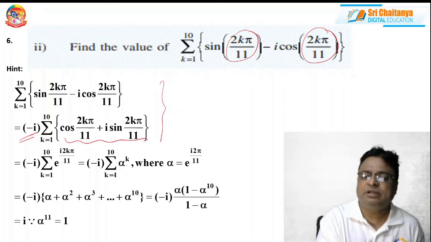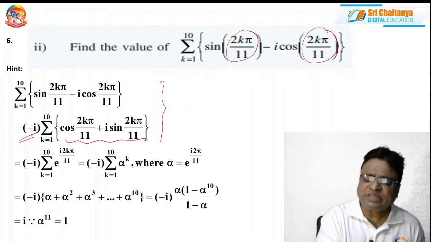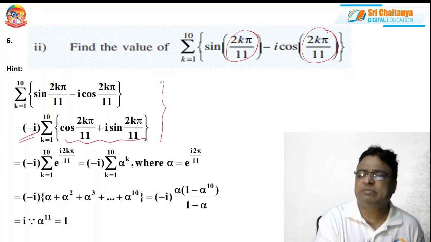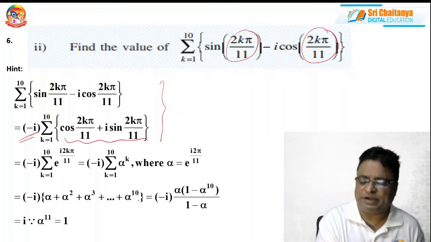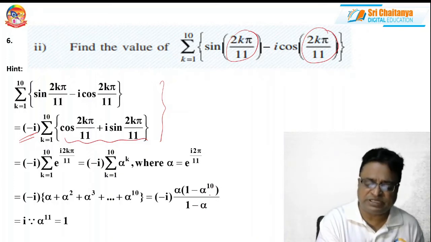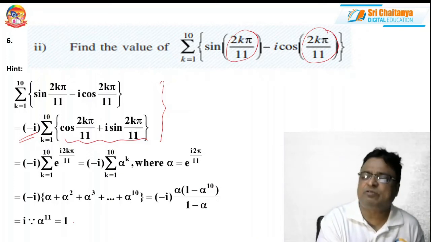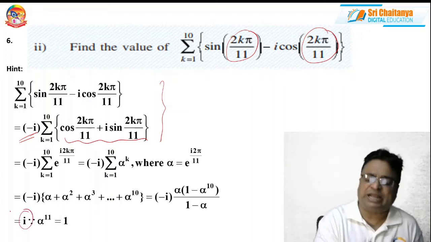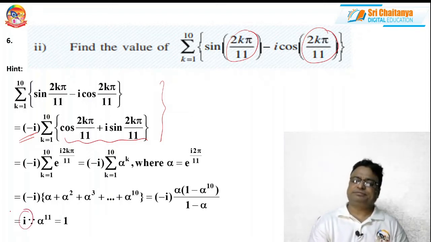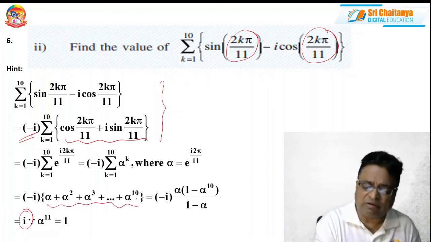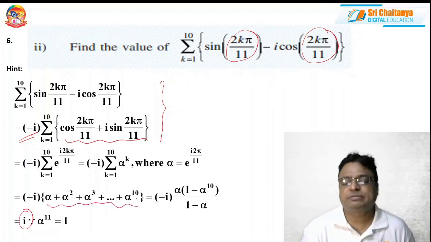And you know it very well. If alpha is an 11th root of unity, then the sum of the 11th roots of unity, now I am going to find. That means alpha plus alpha square plus and so on plus alpha power 10. This I can write as a into 1 minus alpha power 10 by 1 minus alpha. You simplify this, and alpha power 11 is equal to 1. Apply that, and you can get the answer as i. Simple. Again here also, I have applied the sum to n terms of a GP.